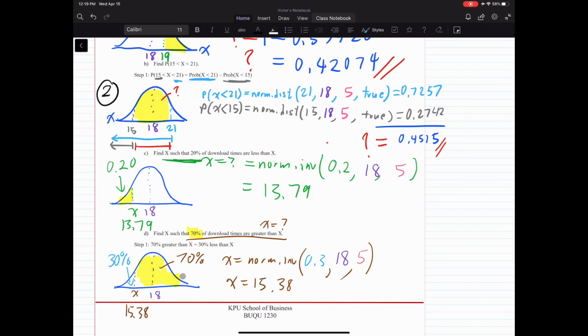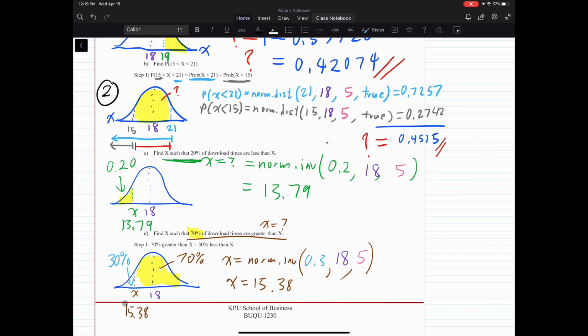What you need to know is that because Excel only takes the probability to the left of x, 70% greater than x means 30% less than x. So that's why we have the 30% to the left of x. That's your probability to the left of x.